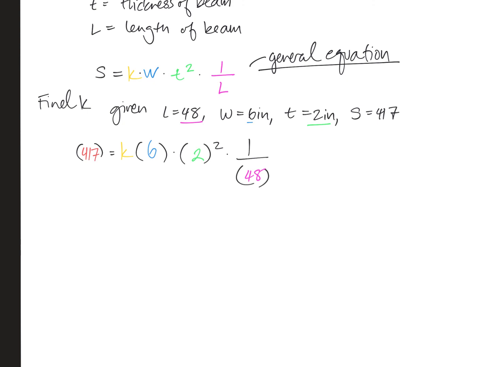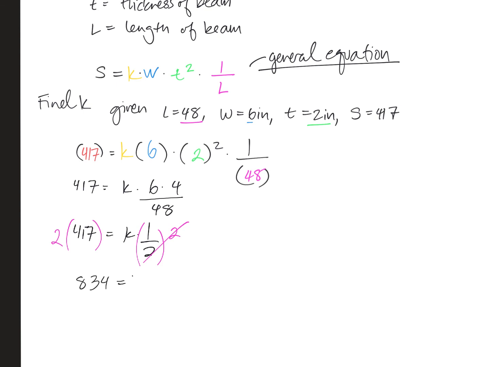Remember, we're trying to find the constant so we can create our specific equation. So we have 417 equals k times 6 times 4 all over 48. That's going to simplify to 417 equals k times a half. Then we'll go ahead and multiply both sides by 2. And 417 times 2, 834. So k is 834.